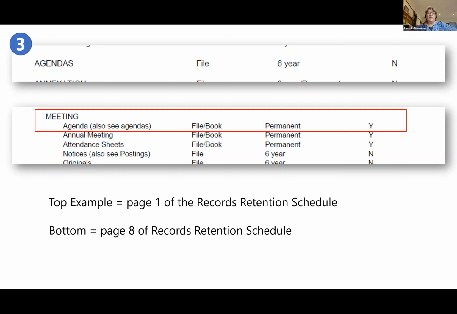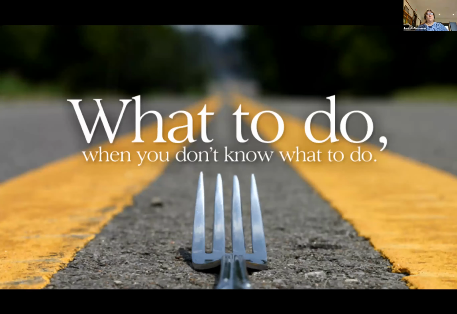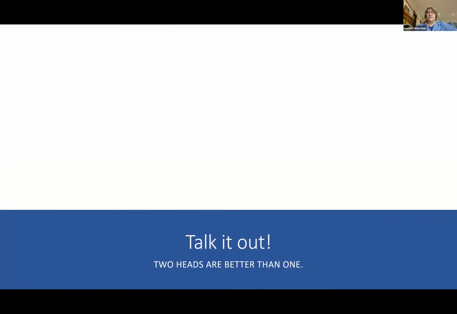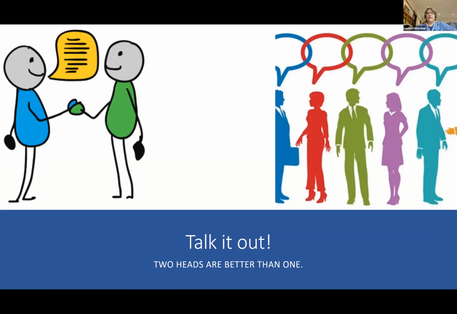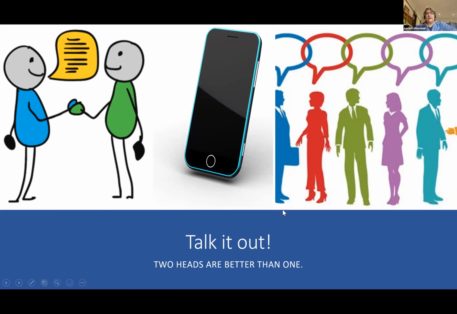What's the right way? Well, I don't know. What are you going to do when you don't know what to do? That's a pretty common thing that we come across as clerks. That happens to us a lot. Well, talk it out. Two heads are better than one. Do you have a deputy clerk? Do you know another clerk? Do you have a supervisor, a treasurer? You know, talk with some people. You can talk with quite a few people and find out what they are doing, what's going on. And if all else fails, call one of the trainers. We're happy to talk through it with you.